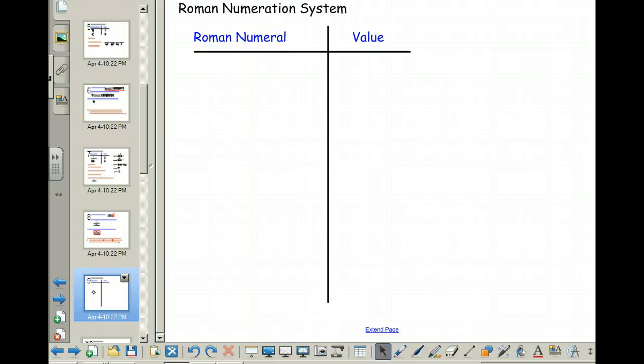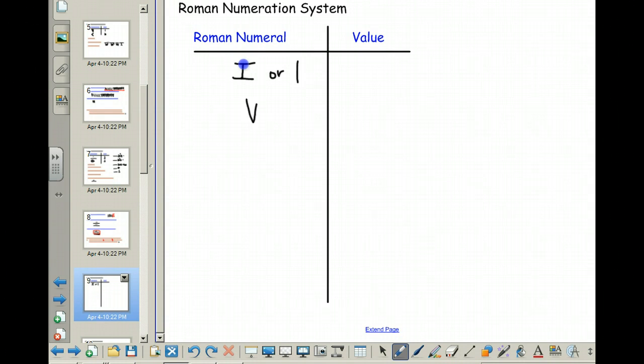The Roman numeration system. Now, this one's probably one you've seen before you ever got to college, right? You've seen Roman numerals. You may not have seen all of the Roman numerals, and that's okay. But you have seen them before. So let's write what they are. Sometimes you see this written as an I. Sometimes it's just written as a single number. That's fine either way.